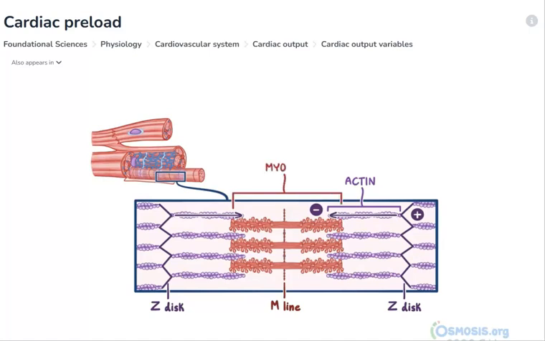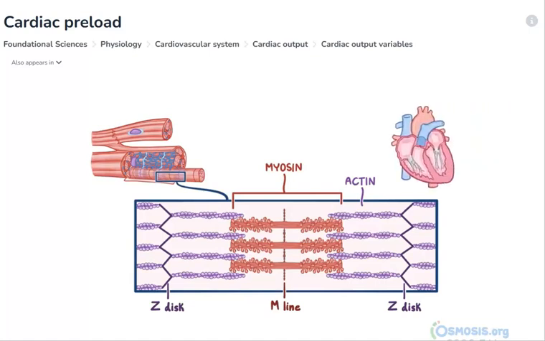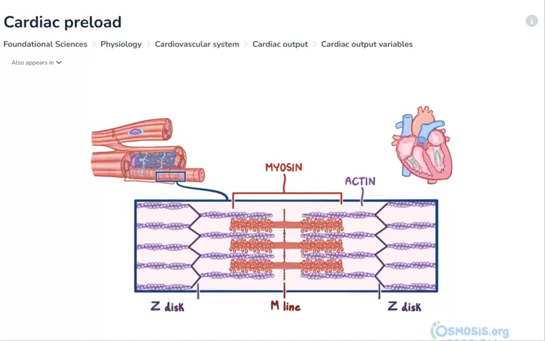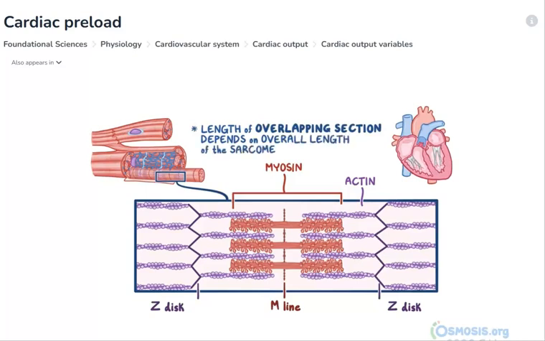Attached to the M-line are the myosin filaments, which are thick bundles of myosin proteins with 2 globular heads. During a muscle contraction, the myosin heads grab onto the actin filaments and pull them towards the M-line, which brings the 2 Z-discs closer together. So the length of the sarcomere is important because the force of contraction during systole depends on the number of myosin heads that bind to actin. This number directly depends on the length of the overlapping section between actin and myosin filaments. And the length of the overlapping section depends on the overall length of the sarcomere.